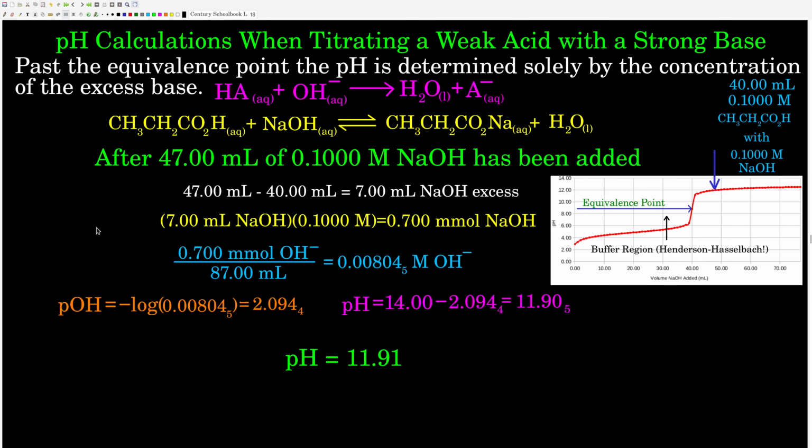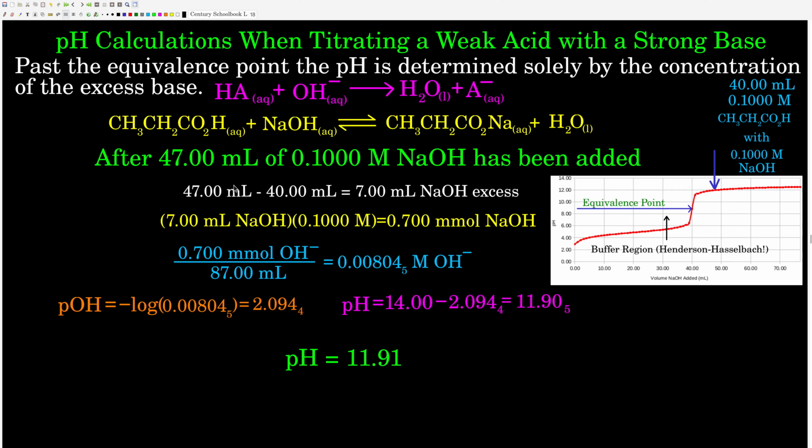All right, so now past the equivalence point. Once we go past the equivalence point, guys, as we add more base, there's no acid for it to react with. So we're just directly affecting the pH and it shoots right up. And then it starts rising gradually again. So we're over in this region right here.